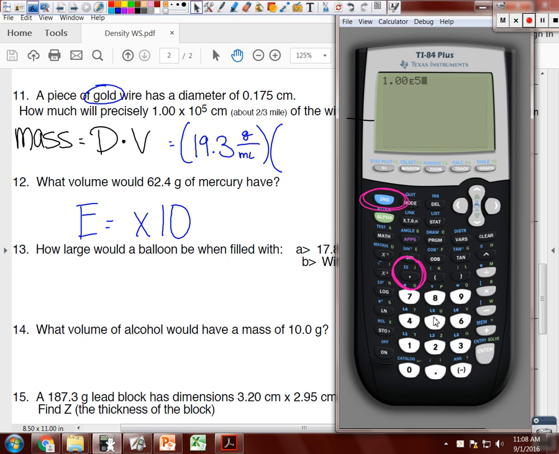All right. So I'm going to multiply times 3.14 times 0.0875, and that value is squared. And that right there should be the volume that you calculate. And I'm going to walk around and make sure that you get it.